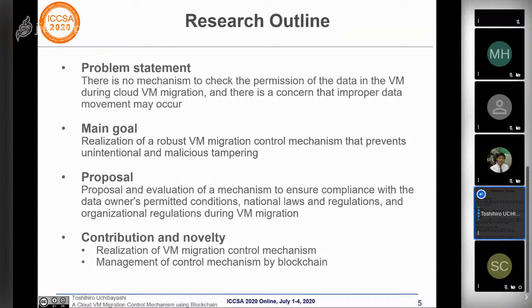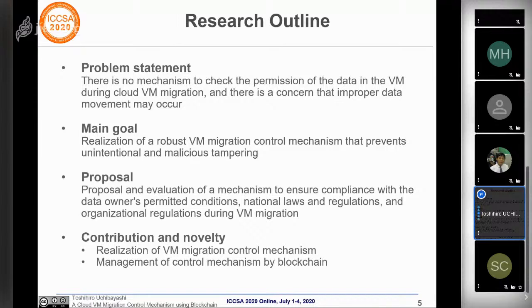The problem statement is that there is no mechanism to check the permission of the data in the VM during cloud VM migration, and there is a concern that improper data movement may occur. The main goal is realization of a robust VM migration control mechanism that prevents unintentional and malicious tampering. We propose an evaluation of a mechanism to ensure compliance with the data owner's permitted conditions, national laws and regulations, and organizational regulations during VM migration.